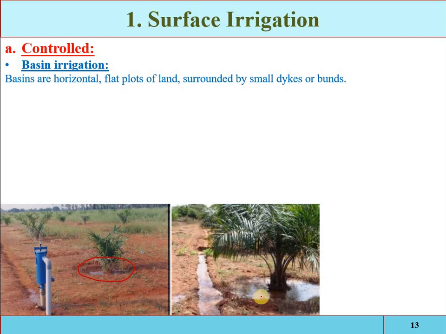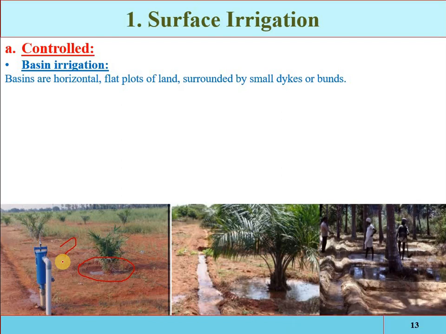Now you can see that the basin is irrigated, so the water is flooded in the basin. This water is available for infiltration, so the water will be properly infiltrated into the root zone of this plant. Here you can also see that the water is applied only to the plant, so the unwanted portion of the land is not irrigated. If the unwanted portion is not irrigated, the irrigation water will be conserved, and also the unwanted plants, the weeds, will be controlled.